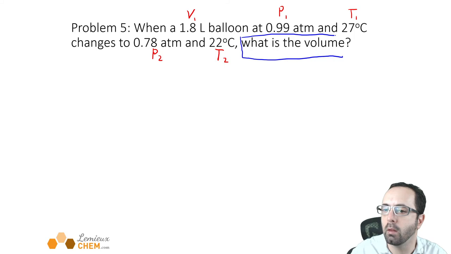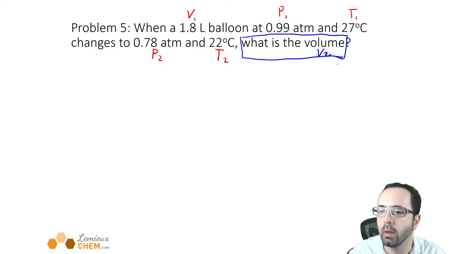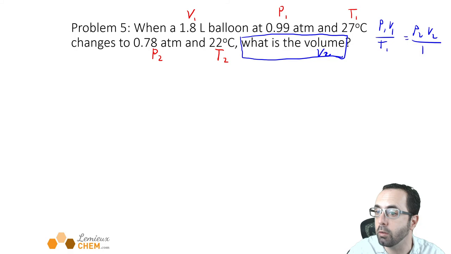So we're going to call that volume V2. And so since we have pressure, volume, and temperature, what that means is we've got to use P1 V1 over T1 equals P2 V2 over T2. And so that's the equation we're going to be using.